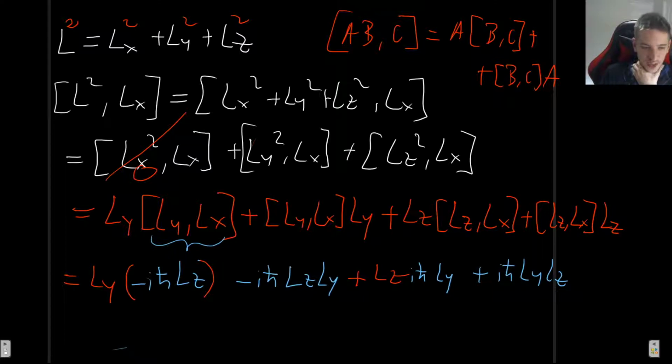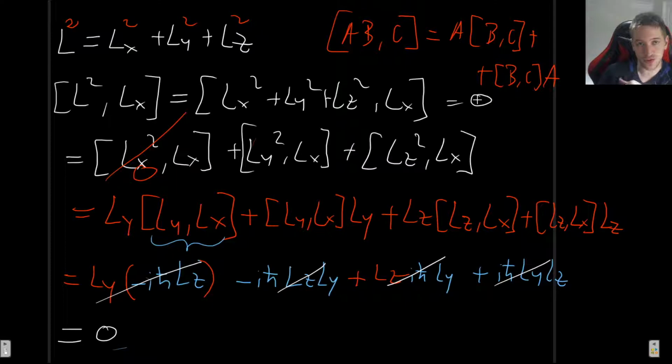So let's see what we have. Here we have minus i h bar Ly Lz, which is the same as here, but this is negative. So this cancels out this. And here, this cancels out this. So this commutator is actually 0. So that means that L squared commutes with Lx. And in fact, you can see that it also commutes with Ly and Lz.